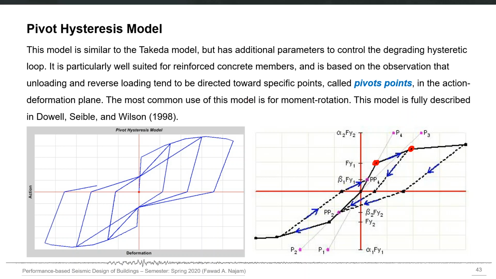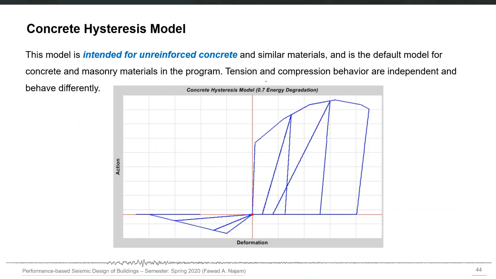It is well suited for RC members, and obviously if you have the test results and you want to capture those test results using your computer model, then you can customize these pivot points to get the unloading and reloading shape which you want. More details can be seen in this particular reference. Obviously, if you select that in ETABS, there are a list of new parameters which you have to define, for example, these pivot points and some other parameters.